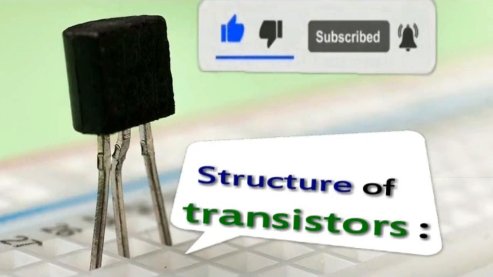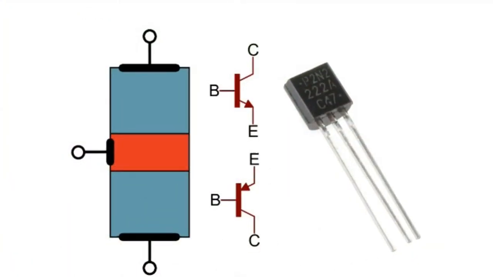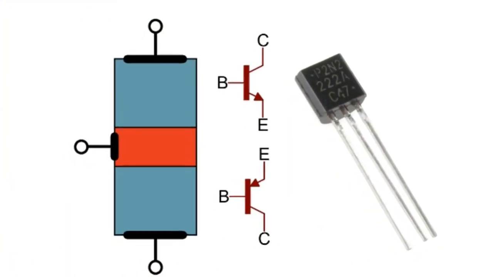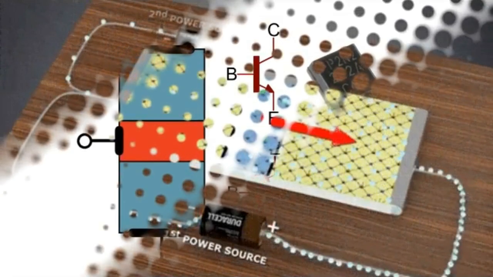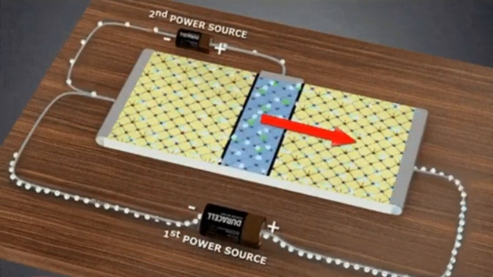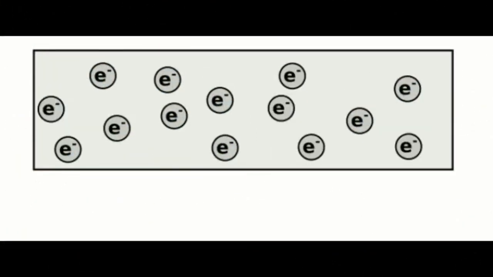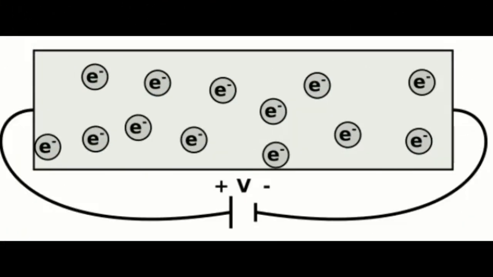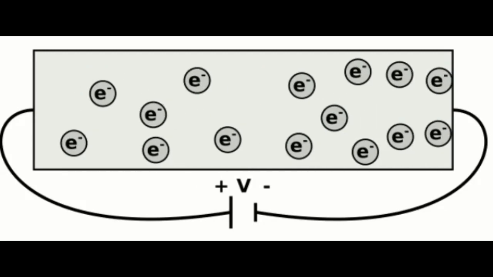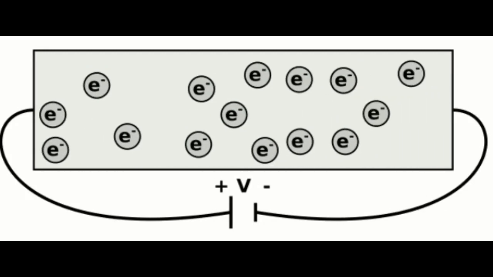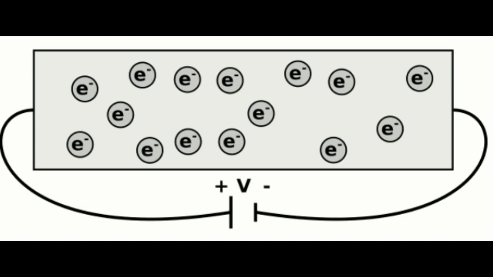Structure of transistors. Transistors are made by placing three different layers of semiconductor material together. Some of these layers have had extra electrons added to them, a process called doping, and others have had their electrons removed. In fact, these substances are contaminated with holes, absence of electrons.